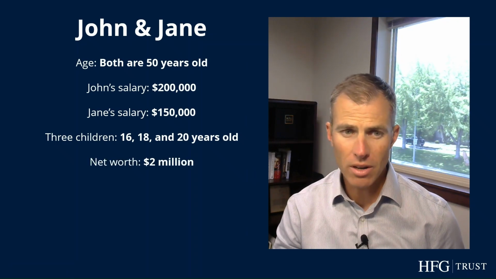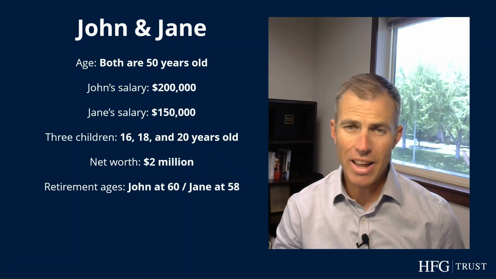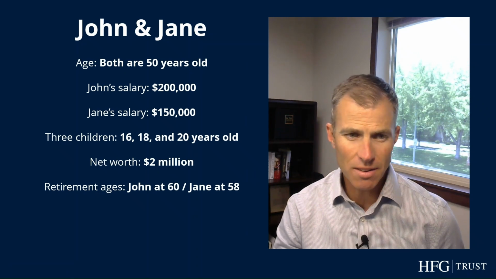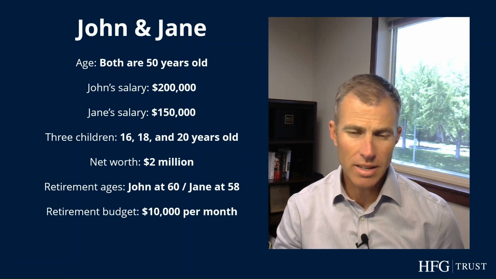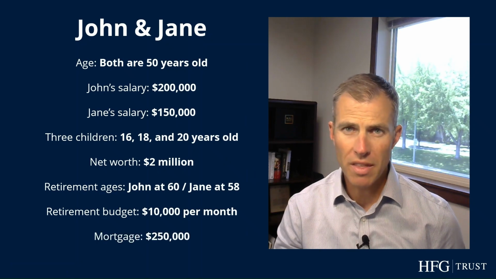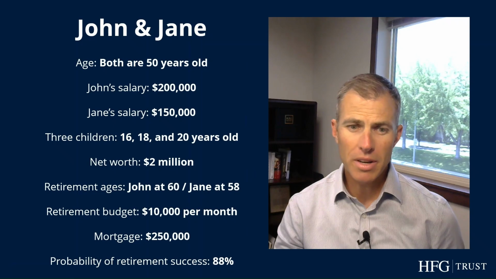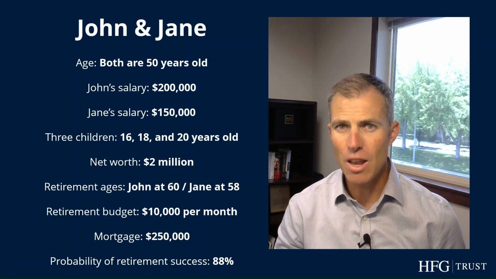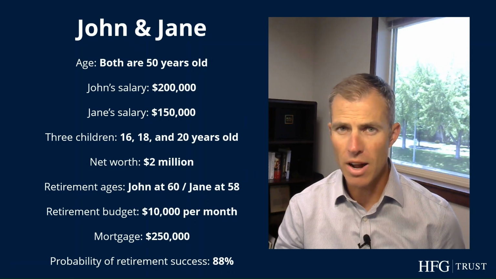Net worth, $2 million. John plans to retire at age 60, Jane at age 58. And they plan to spend $10,000 per month in retirement. They've got a mortgage right now of $250,000, and the probability of retirement success is 88% right now. So they're definitely on track.